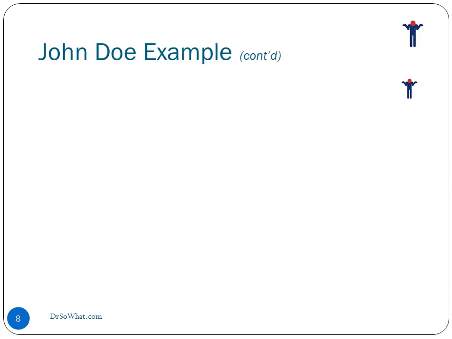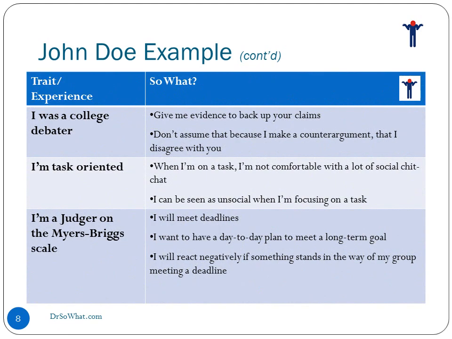So let's take a look at the John Doe example. Let's continue with developing the so what column. Again, after John Doe has isolated a trait or experience, the so what is, so what that he has this trait or experience, how does he want others to respond to him as a result? He was a debater, so give me evidence of your claims. The fact that he's task-oriented, I can be seen as being unsocial when I'm focusing on a task. These are all very helpful to know to give the team members a heads up about what to anticipate when working with this individual.